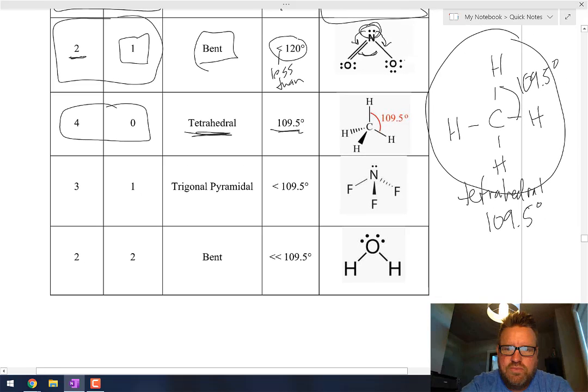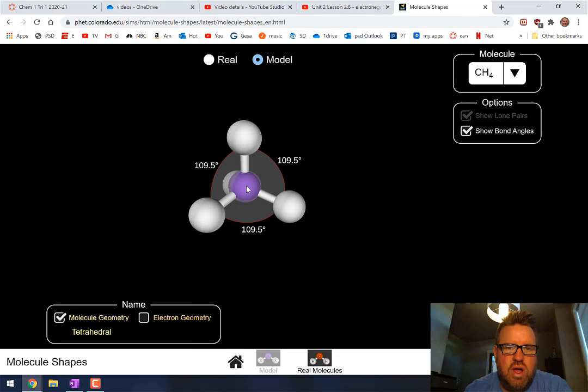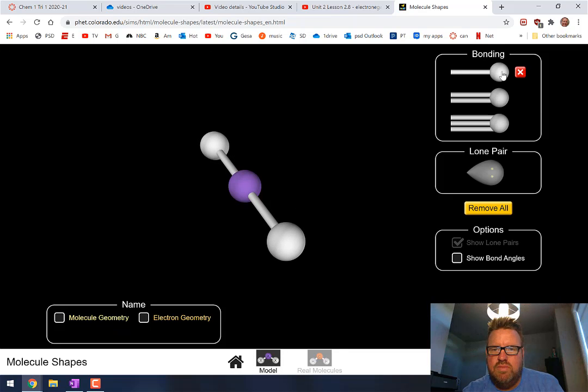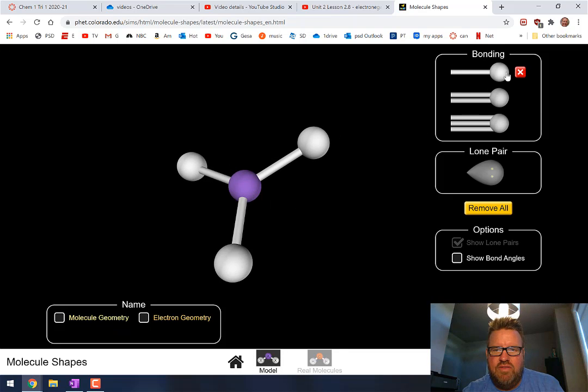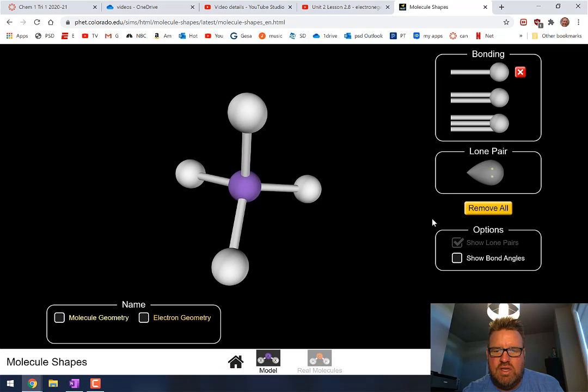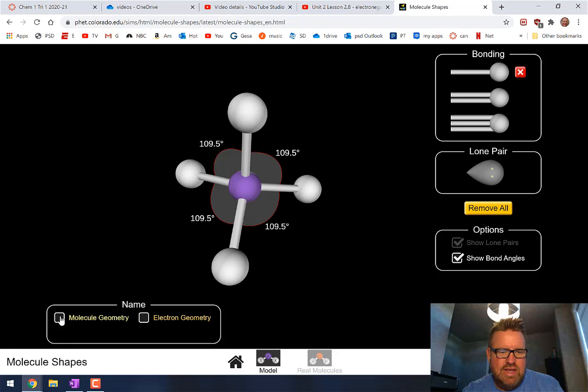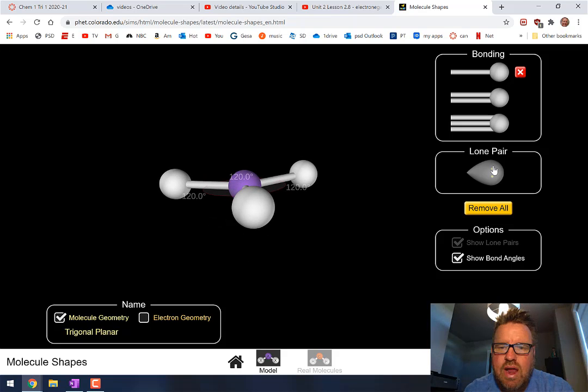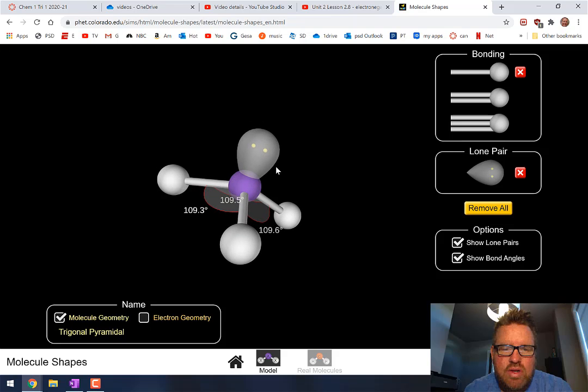So again, notice here, let me go back to our drawings. Let's go back to the models. Notice that if I have those 4 bonds on there and I show the bond angles, that is a tetrahedral shape, as we can see there. Now watch as I take a bond away and I add a lone pair. Notice what happens. Not much.